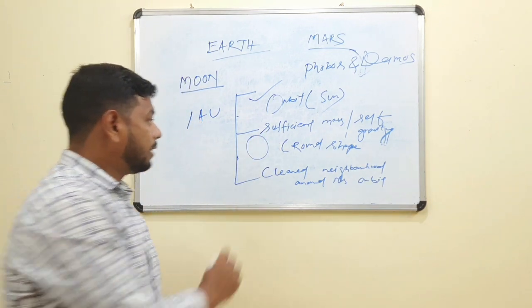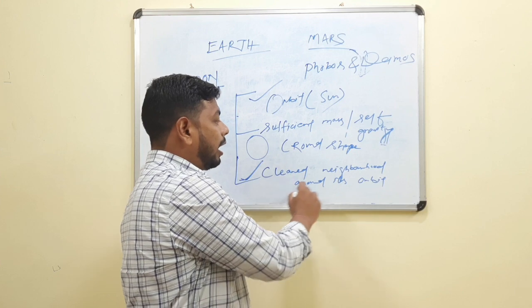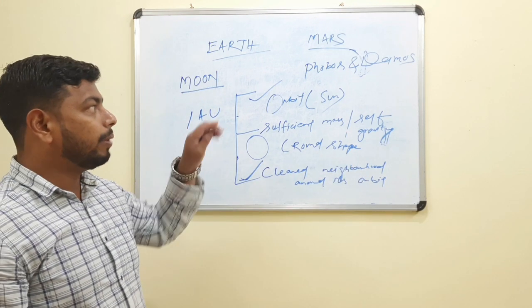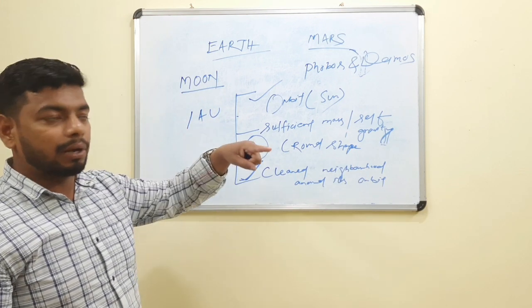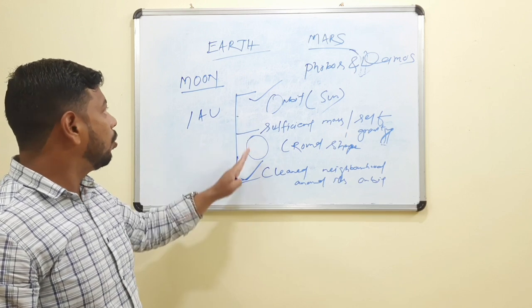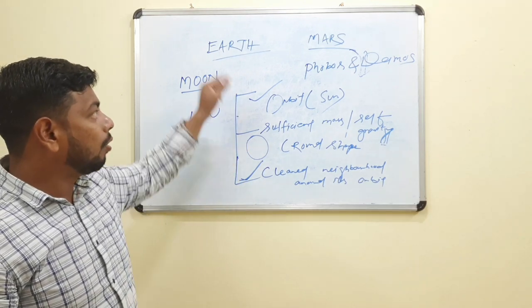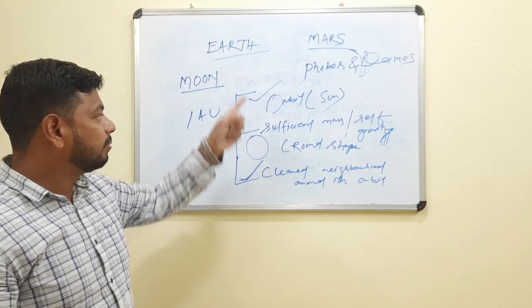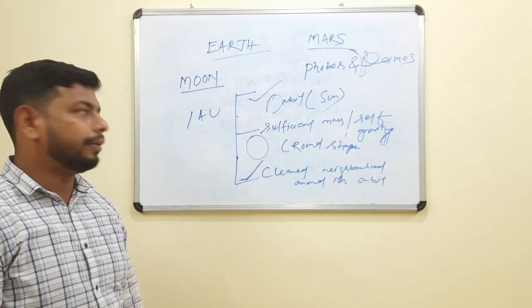Right? And they must clear the neighborhood around their orbit. So clearly all the 8 planets fulfill these criteria.